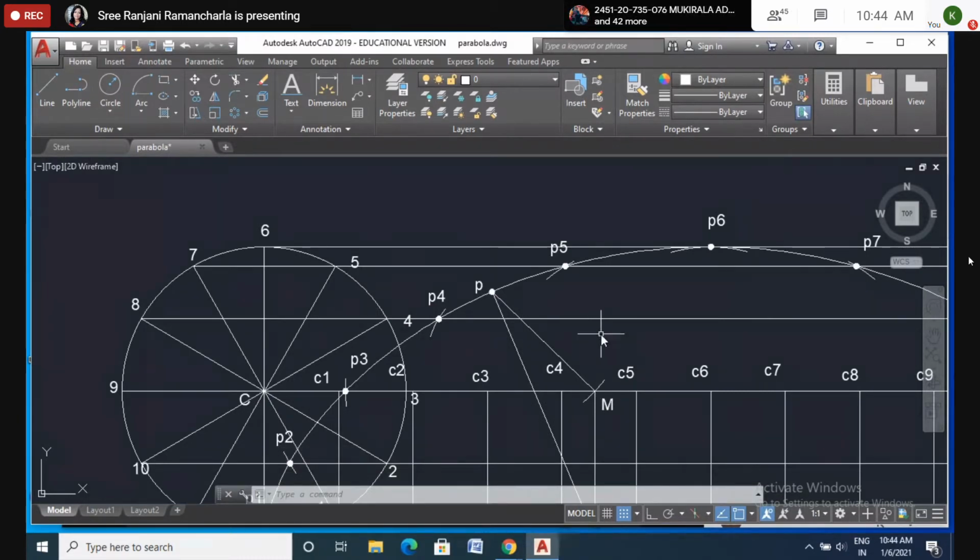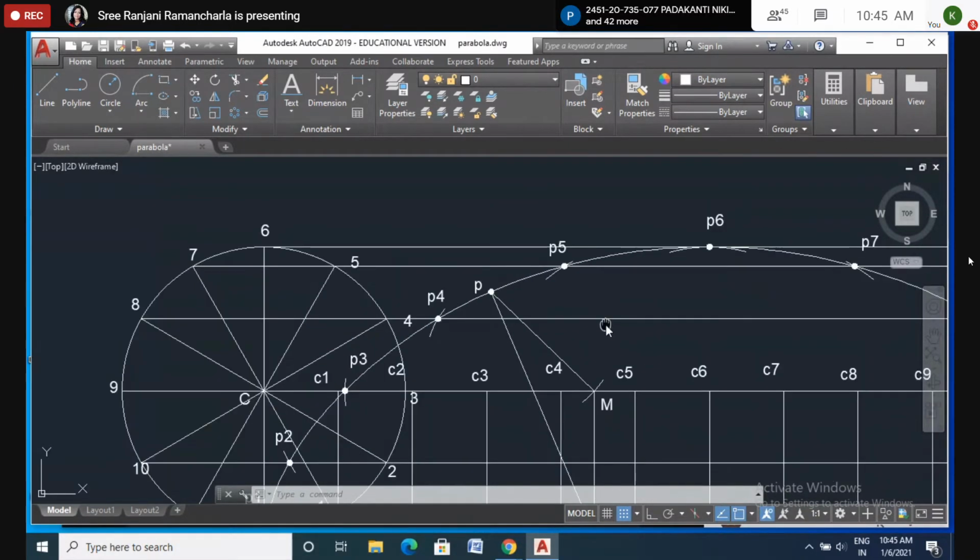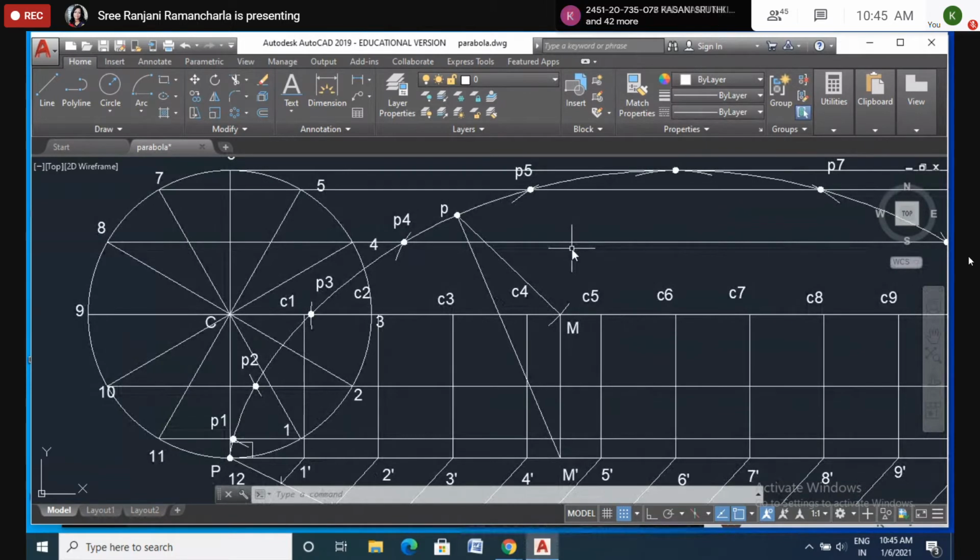Ma'am, keep P as P dash, ma'am. Already P has been taken at the 12th point. That's what I'm saying, this P is nothing but P12. P is nothing but P2.